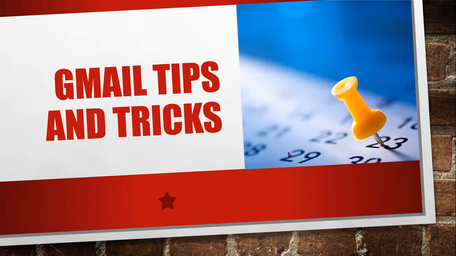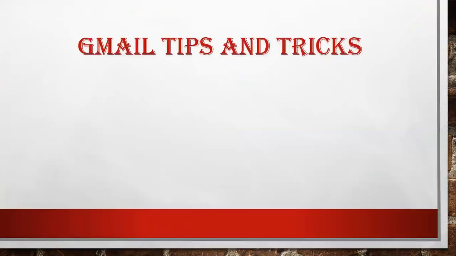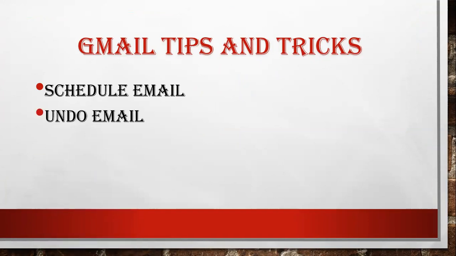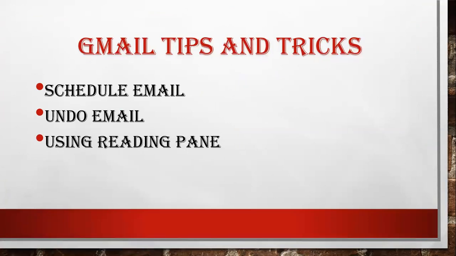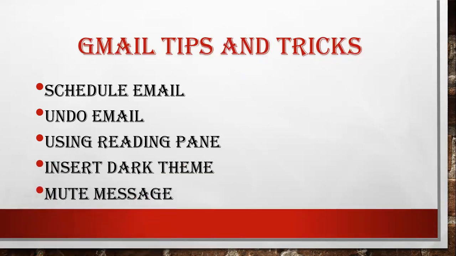Yes, we're going to be looking at some stuff that we can actually do inside here. Very important, right? As we go along. Email tips and tricks. We're going to look at how to schedule an email. So for instance, you're going on somewhere tomorrow. You can actually schedule the email for either next week or one of these days. You can also undo an email. So what if you send it, you realize you made a mistake, you can undo it. Using the reading pane, I can see one email on one side and the next one below. Insert dark theme, and also mute the message. So these are what we're going to be looking at.